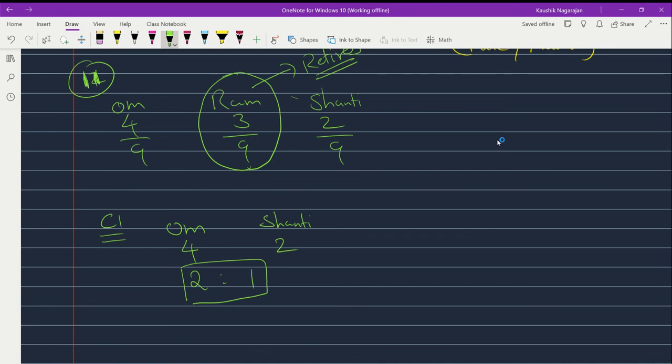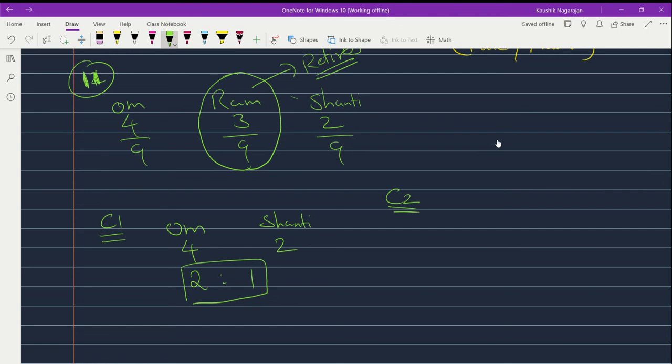If Ram gives his share to Om and Shanti in the original ratio of Om and Shanti, so in the original ratio, it is 2 is to 1. Any doubt in the first case? Right. Now in the second case, case 2, if Ram gives his share to Om and Shanti in equal proportion.